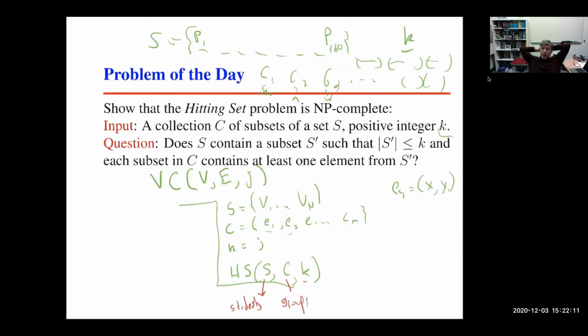Okay. Any questions? Any questions about this reduction? This is the level of reduction that it is perfectly fair for me to ask you on an exam. Any questions? Going once, going twice. Okay, sold.